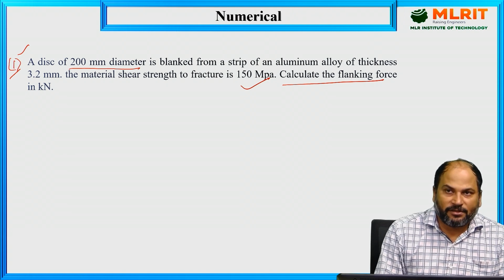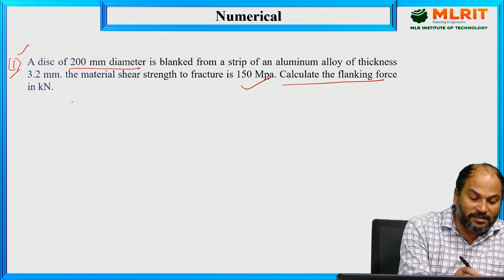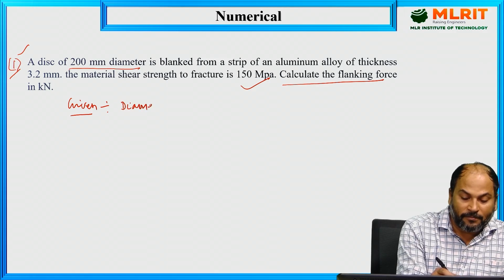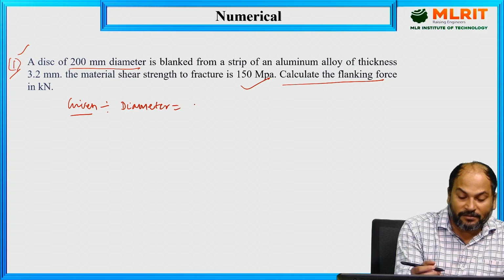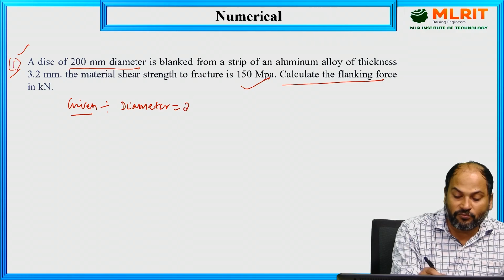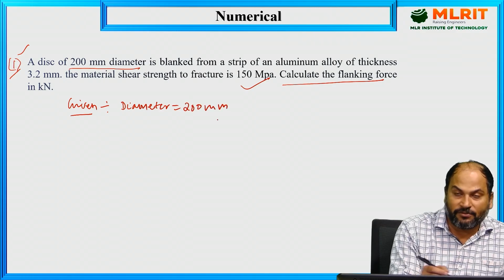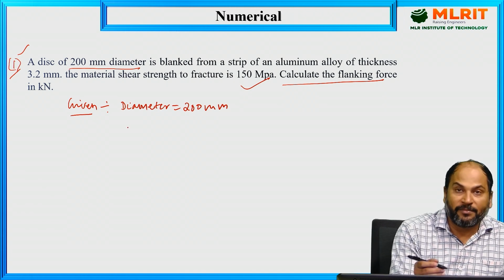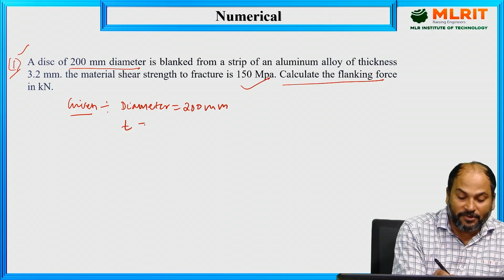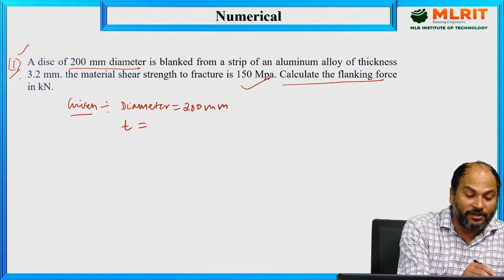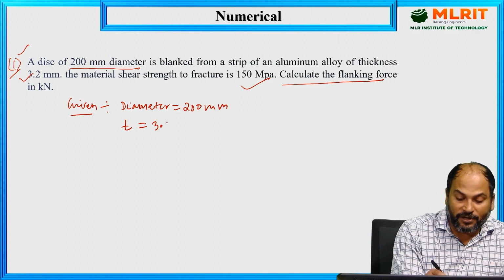So we need to calculate how much force will be needed to blank out the disc shape from this aluminium strip. First we'll write what is given in this numerical. The diameter is given, of the part that has been blanked out or punched out. It is 200. We are not changing the unit; once we solve this, it will be clear to you why. Then the thickness of the sheet, or the blank from which it is blanked out, is given. It is 3.2.